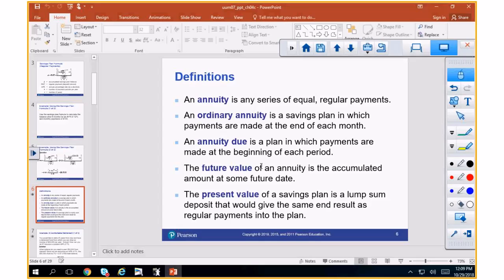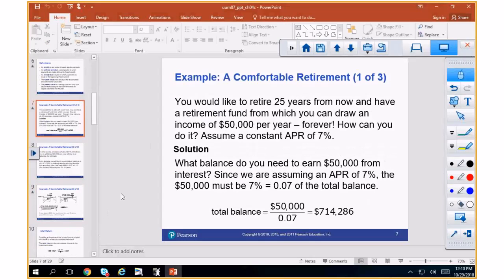Annuity due is a plan in which payments are made at the beginning of each period. Future value of annuity is what you get at a future date. And present value is what it's worth now. So you just need to write. The reason you need to write some of these definitions down, not that I'm going to test you, but for what? Real world. Especially when we get to the income tax. You really need to know what this stuff means, because nobody has taught it to you before. Because we want you to be stupid.